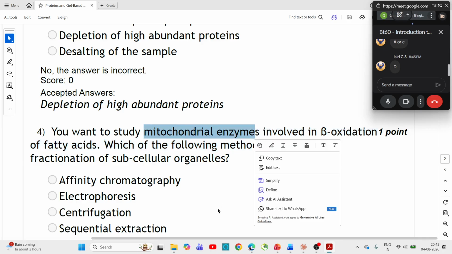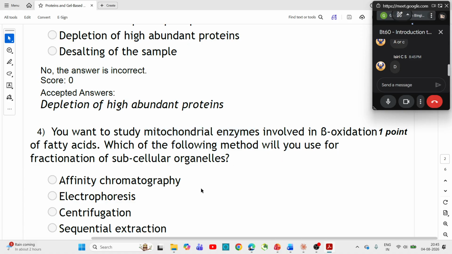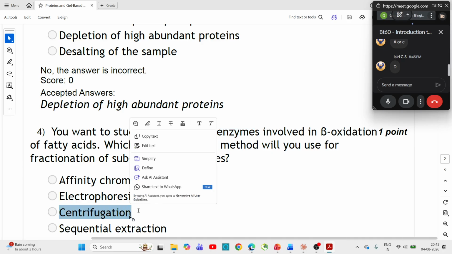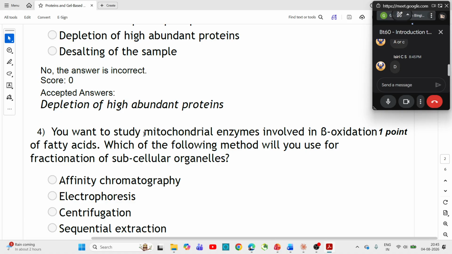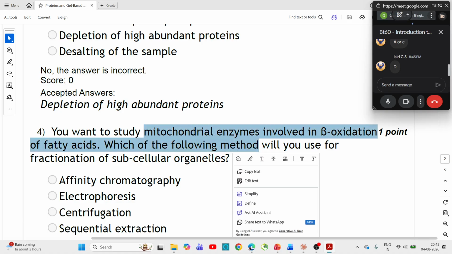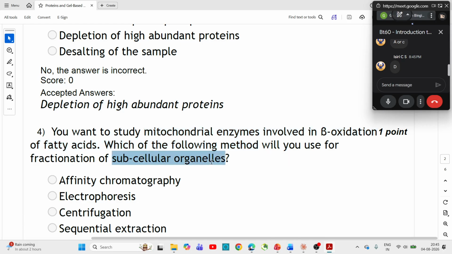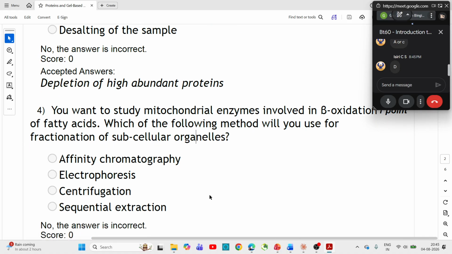At different centrifugation speeds, a specific type of organelle will get precipitated. So by changing the speed accordingly, you need to go through the literature to see at what speed mitochondria get precipitated, and accordingly you can do it. So you are doing subcellular organelle fractionation. Those organelles get fractionated depending upon the speed of centrifugation you are using. So centrifugation is the answer.